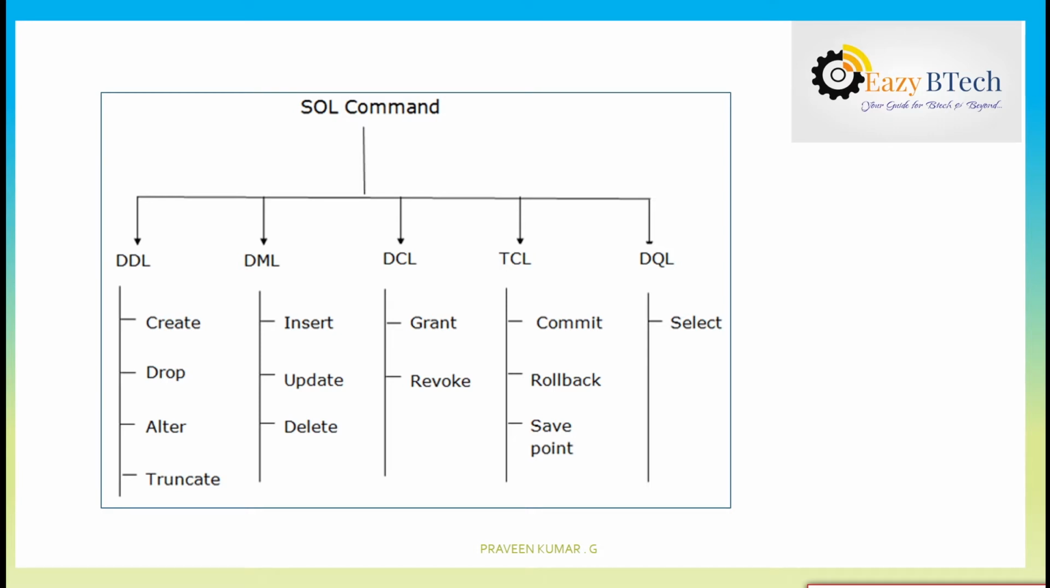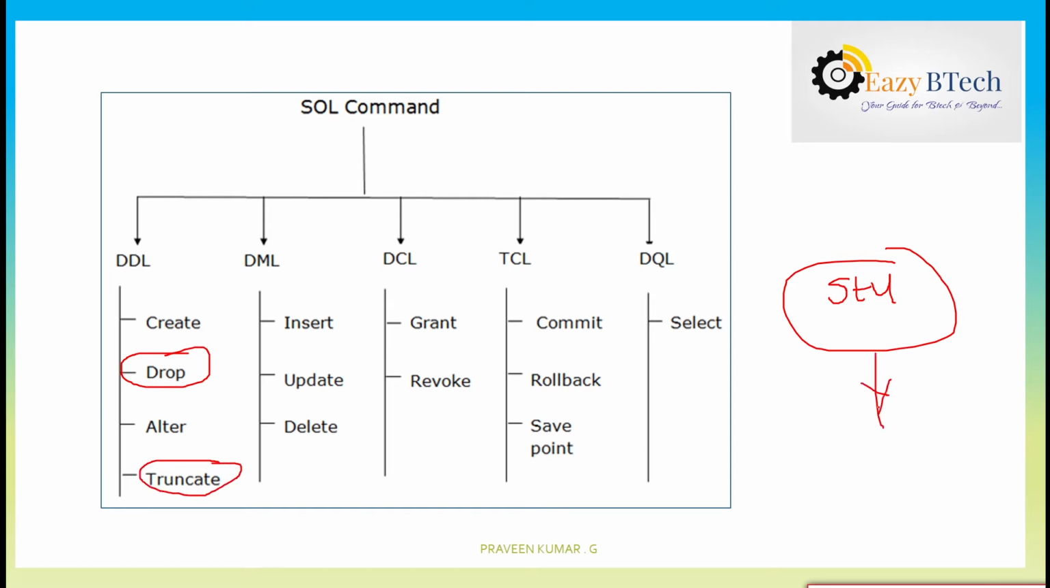Please concentrate, very important question: what is the difference between the drop and truncate statement? In interviews this is a very important question. The drop statement is used to remove the entire table. If you want to remove the entire student data, we use the drop statement. The syntax is drop table, table name, for example drop table student. Suppose the student table has around 100 records, and you want to remove only the data of the student table, then we go with truncate. That is the difference between drop and truncate. Remember this.